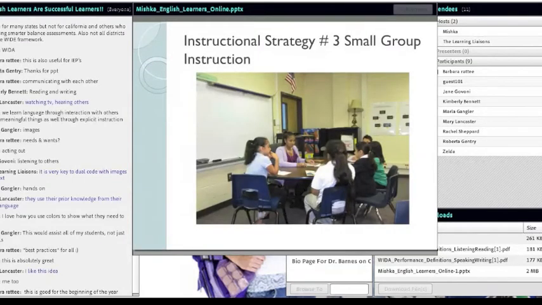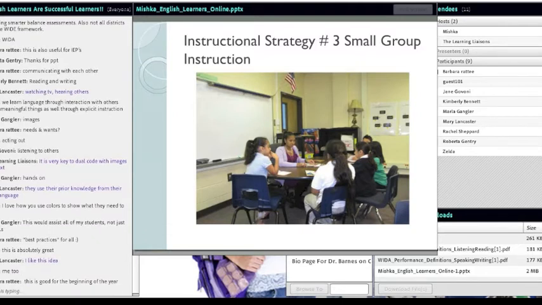All right, so this is just a picture of me conducting my small group instruction, and that's the third strategy we want to look at today. When you are instructing ELs, you have to use small group instruction. And this is really not that hard because a lot of people usually say, well, how am I going to do small group when I have 20 students in my classroom? Well, if you are really organized and you know how to really manage your classroom, it's really not that hard.